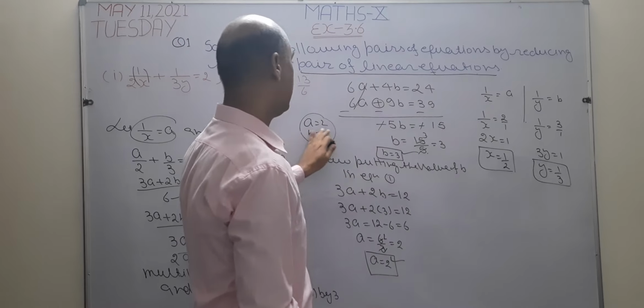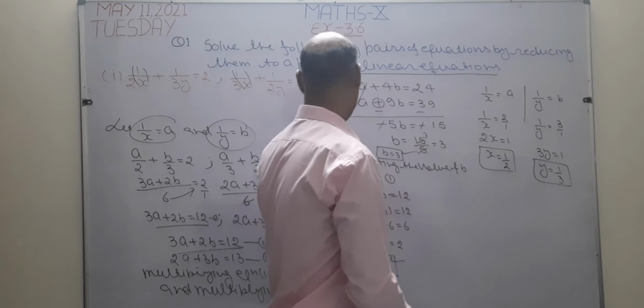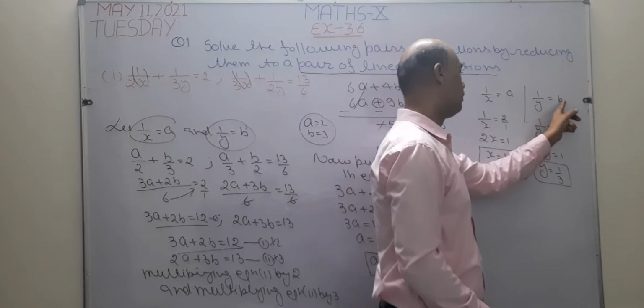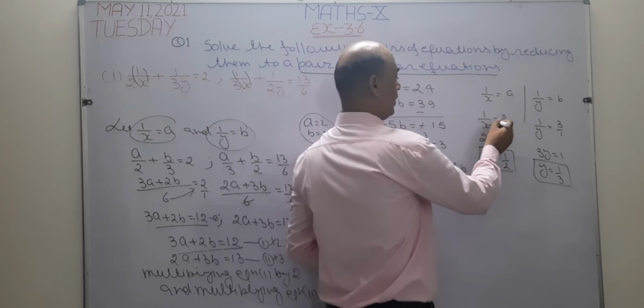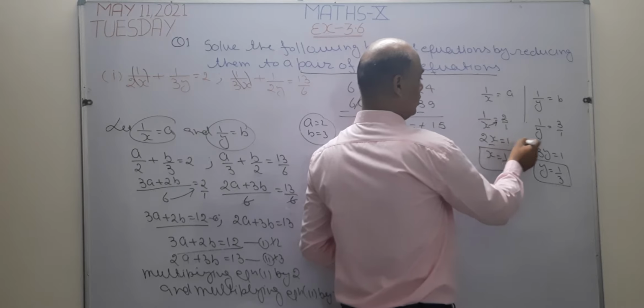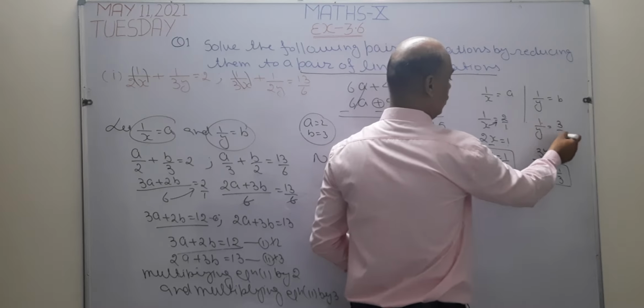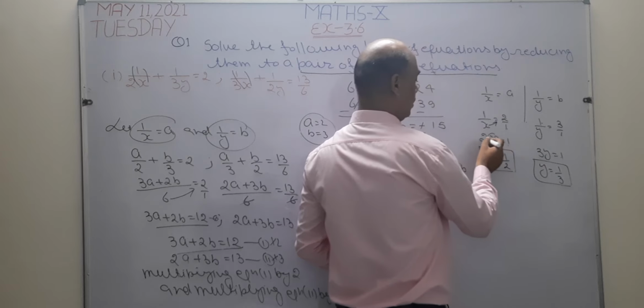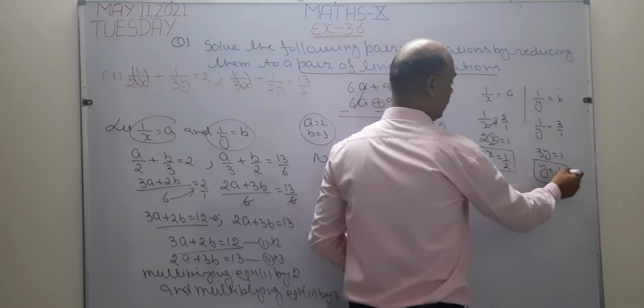What is the value of a? 2. I write here 2. What is the value of b? 3. I write here, instead of b, 3. Now I am going to cross multiply. When I multiply x by 2, this becomes 2x. 1 into 1 is 1. Similarly, 3 into y, 3y, and 1 into 1, 1. The value of x becomes 1 by 2 and value of y becomes 1 by 3.